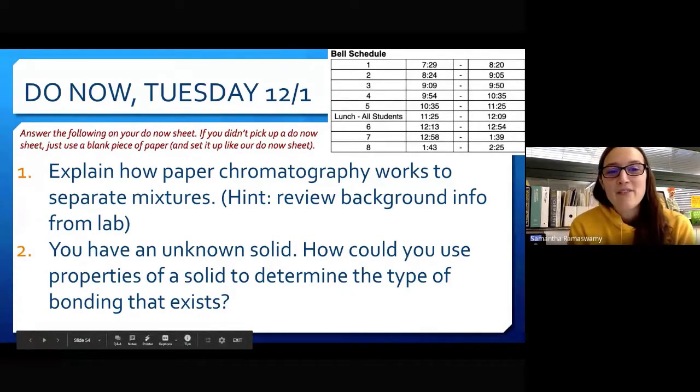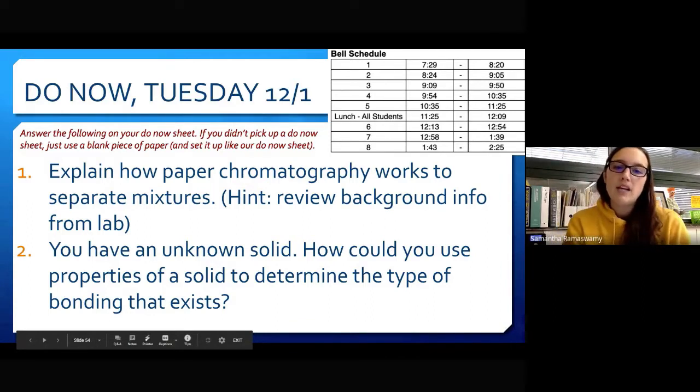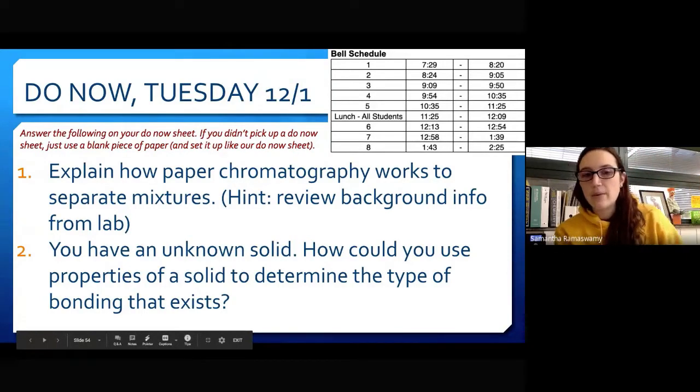So I have a do now up. Just like normal, I'll have a do now up every day. Remember that today is Tuesday, so you can write none, no school, Thanksgiving break, under Monday. If you did not pick up a do now sheet last week, you can just use a blank piece of paper and set it up just like the do now sheet. So you have Monday, Tuesday, Wednesday, Thursday, Friday, and then next week you can always just use the back of that piece of paper if you want.